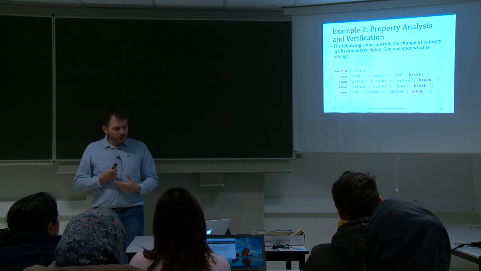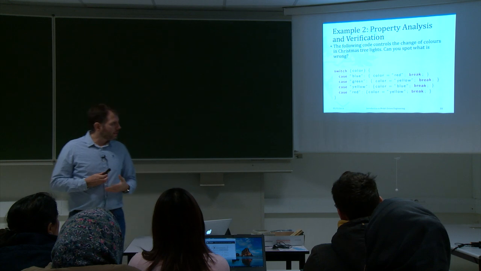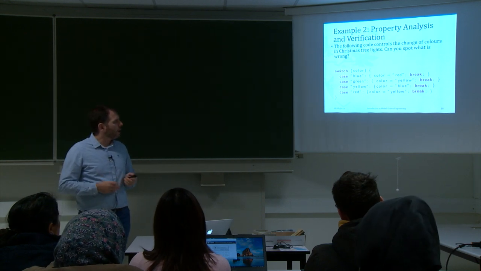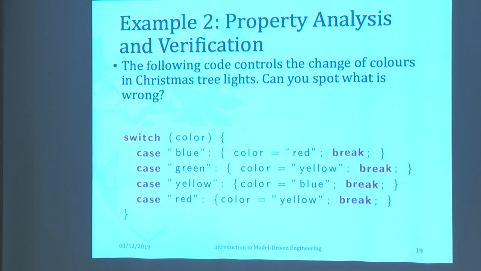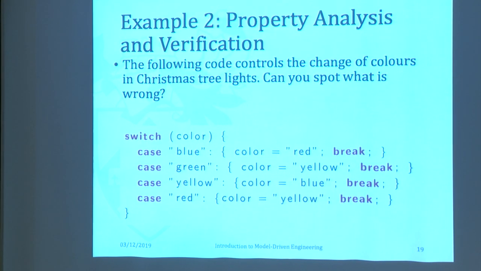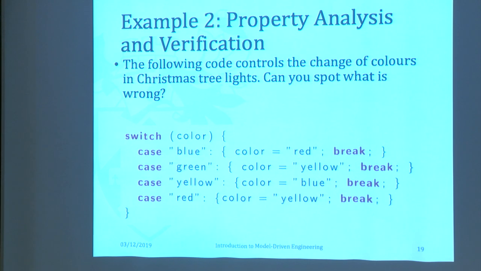The second example has to do with property analysis and verification, where we have cases where if we want to do any sort of automated reasoning about our system, it's really hard to do this at the code level.